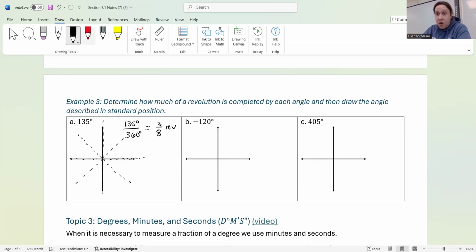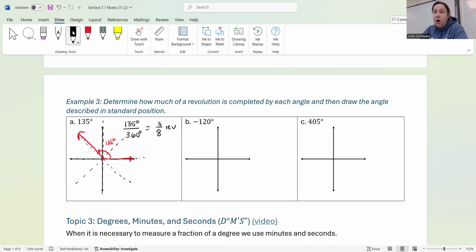And then we're going to start to draw our angle. So vertex at the origin, initial side, positive x-axis, and then we're going to count off 3 of those 8s. So in the counterclockwise direction, we're going to go 1, 2, 3. So this is approximately 135 degrees. Okay? Now let's look at part B.